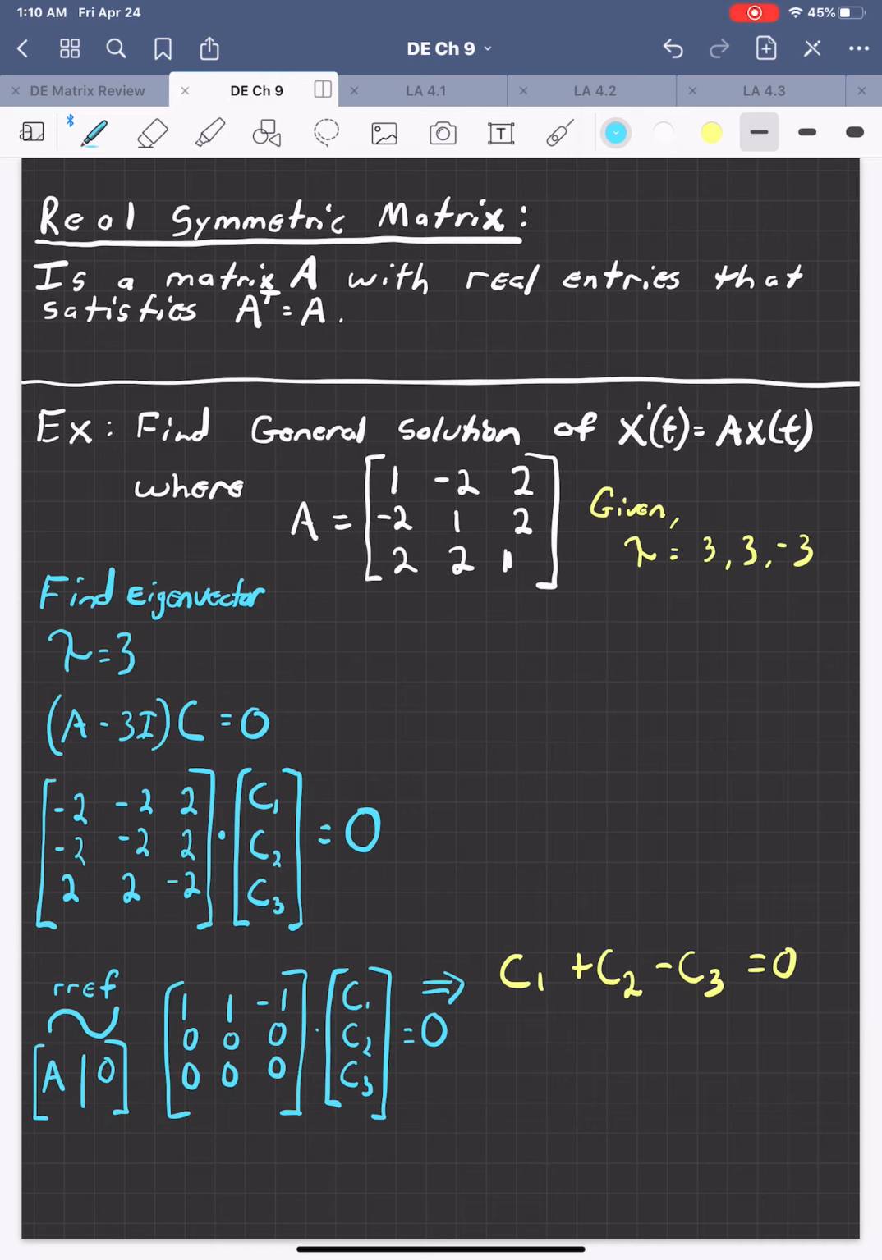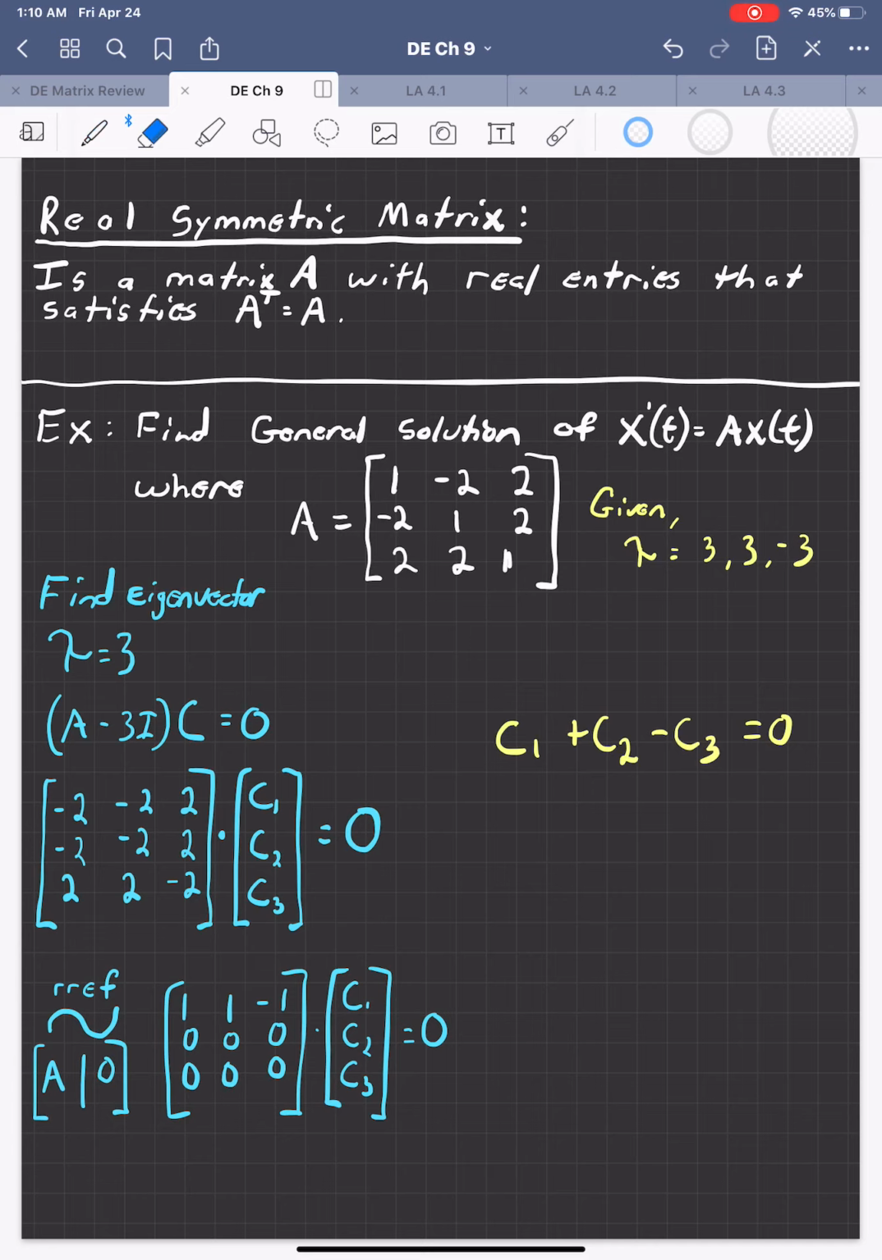Let me give myself a little bit of space, and you can follow me up here. Clearly, we only have one pivot position, so we only have one basic variable. These are both free variables. So let's write that. At this stage, you can solve for your basic variable. So C sub 1 is equal to negative C sub 2 plus C sub 3.